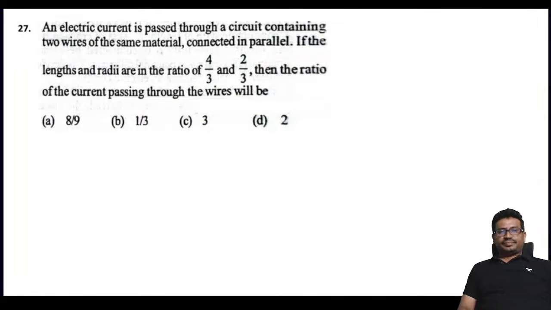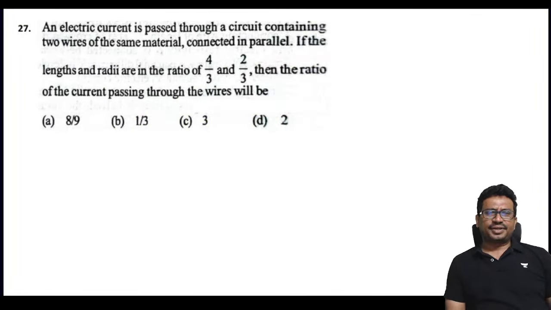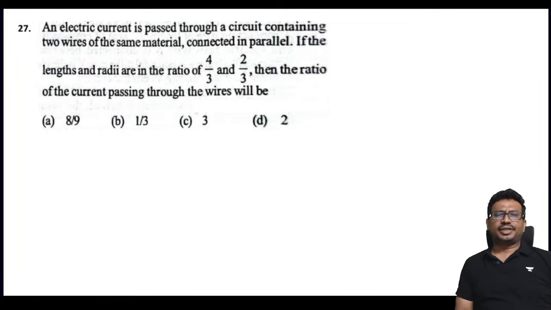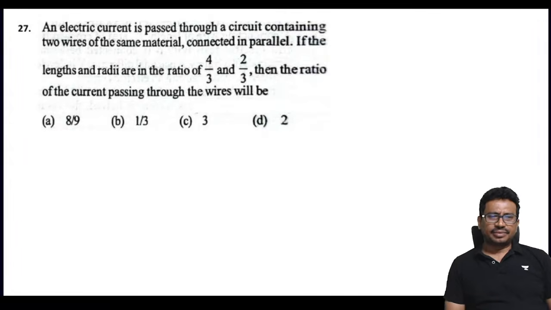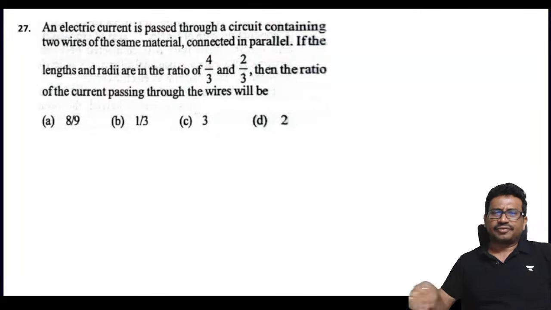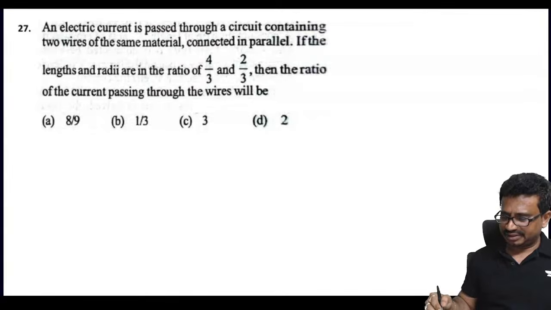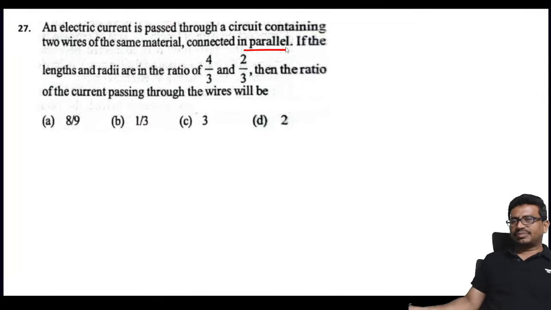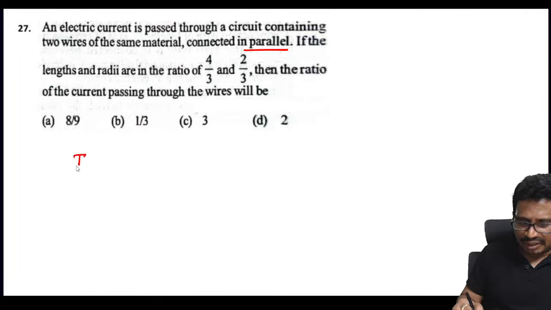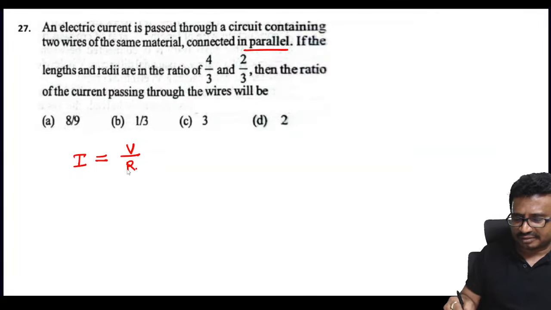Next one. An electric current is passed through a circuit containing two wires of the same material connected in parallel. Given the ratio of their length and radius, the ratio of the current passing through the wires is? They are connected in parallel to the same supply, so the potential is the same. I is equal to V by R.